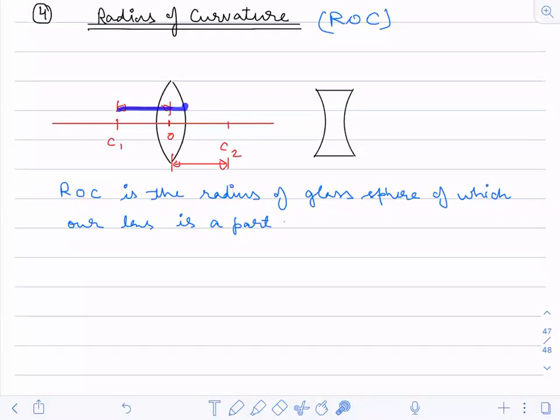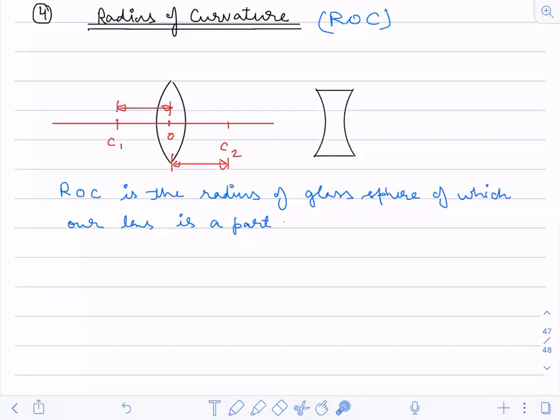Yes or no? I am only raising the question and I am only telling you the answers. Did you get this doubt or not? If you don't have the doubt, I'll move forward. Did you get this doubt that why actually I'm taking this distance as a radius of curvature? Why I'm not taking this distance? Anybody who can come up with the answer that why this first line that I'm drawing is the radius of curvature, not this second line?